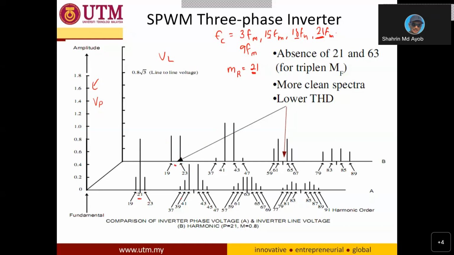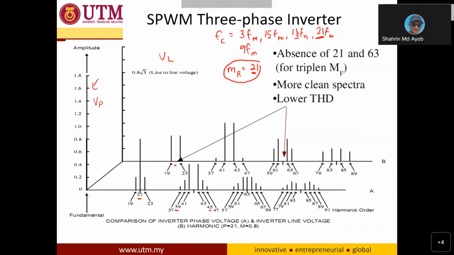Same case goes to all the harmonics that are in the factors of 3, for example 39, 45, and so on. So if you choose your MR as a multiple of 3, all the harmonics that are multiples of 3 disappear in the line to line voltage. Inside the line to line voltage, all these harmonics will be eliminated.